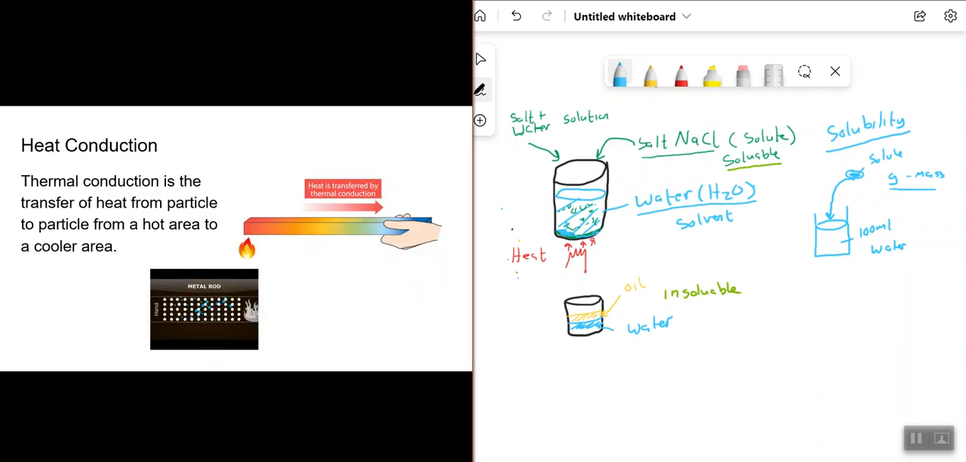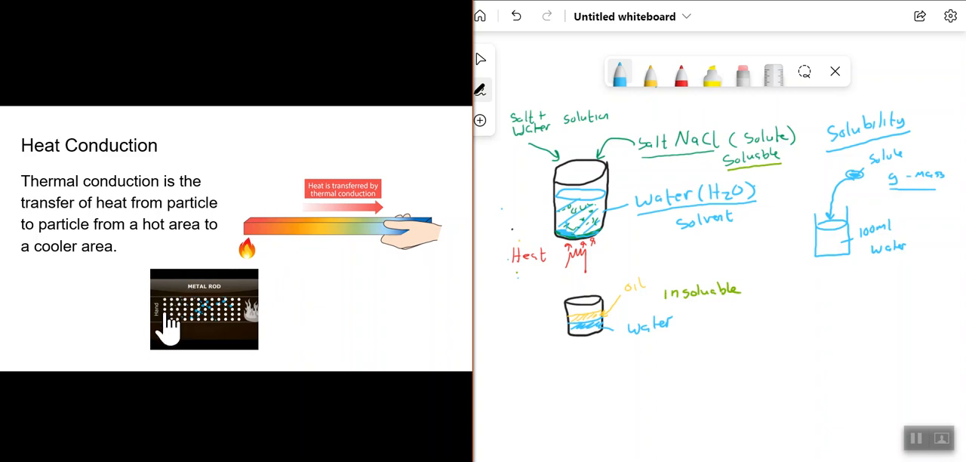So the next property is that materials have the ability to conduct heat. Different materials will conduct heat. What's called thermal conduction is the transfer of heat from particle to particle, from a hot area to a colder area. If we hold a material and add heat to one side, one side is going to be hot, the other side is going to be cold, and heat moves from the hot place to the cold place.